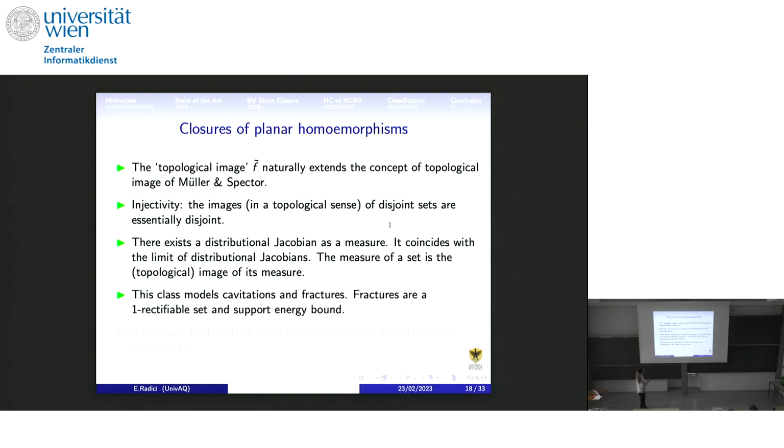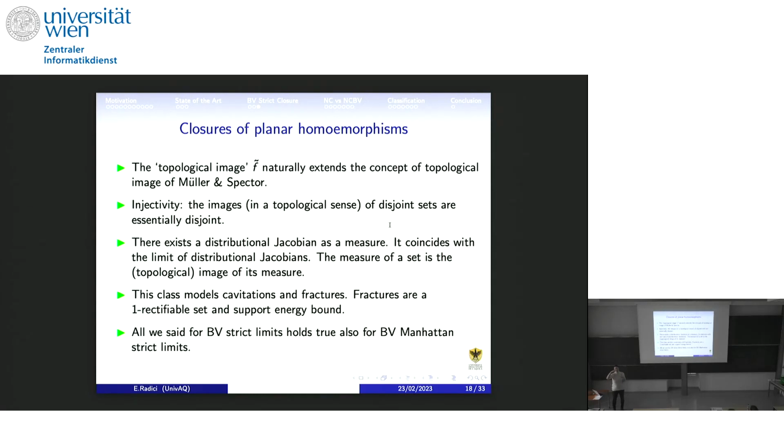And again, I said it many times already, that we have cavitation and fractures. And the good thing is that we can bound the length and the opening of the fractures via the total variation of the singular part of the gradient. So this is something that you would also expect. All we said for BV strict limits is true, actually also for the Manhattan strict limits. I don't enter into the detail why, but basically you can expect this.